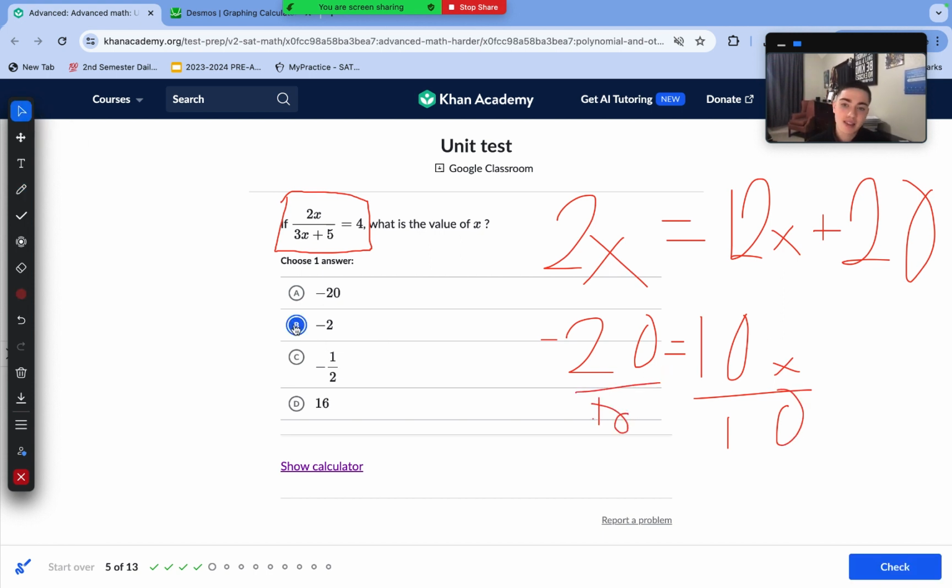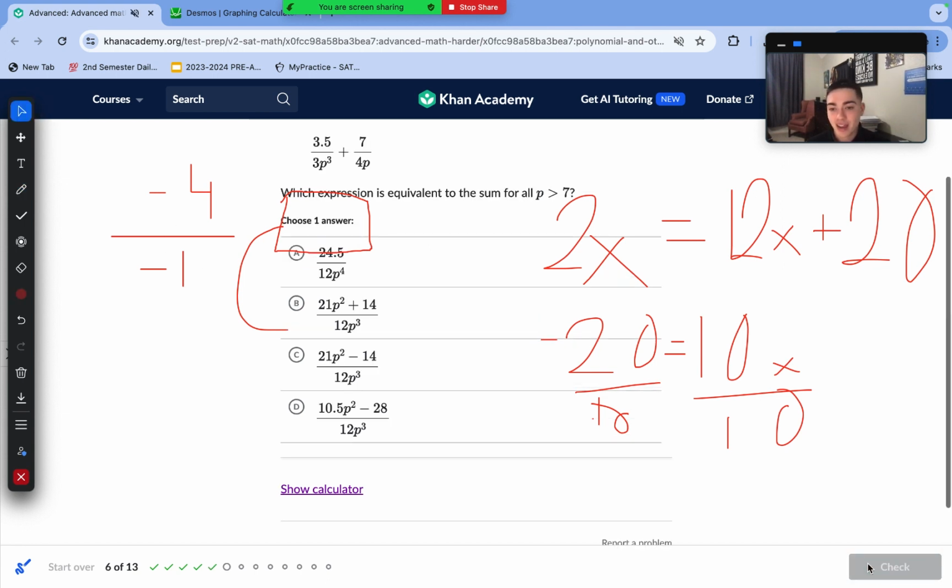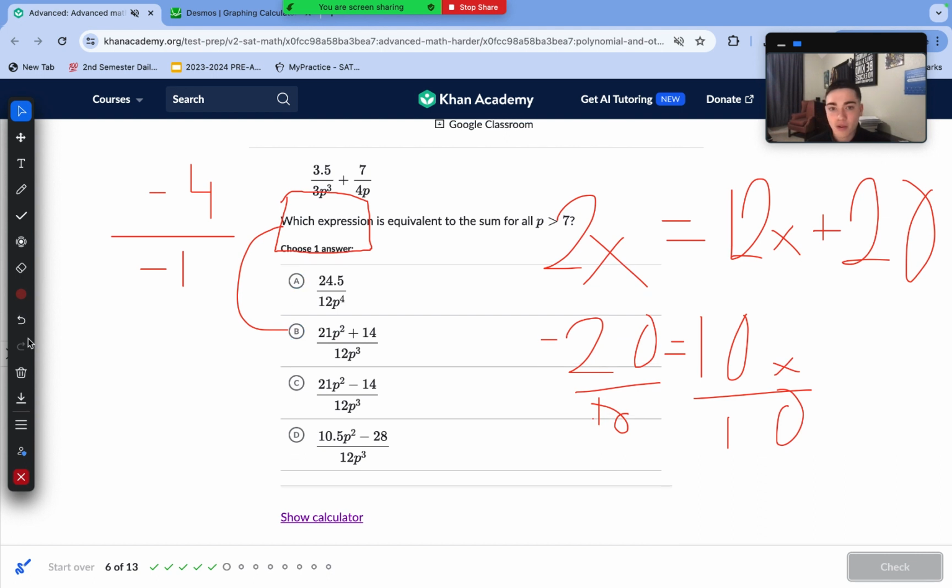If you ever wanted to double check these, we could substitute negative 2 back in for x. We are left with negative 4 over negative 6 plus 5, which is negative 1. And then negative 4 divided by negative 1 is positive 4. So it does work in this case. On to this next question.